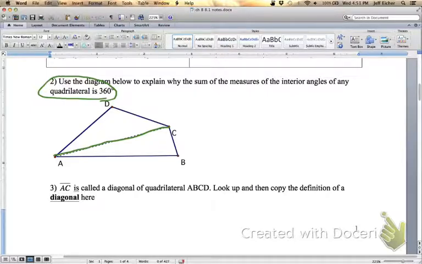But why does it add to 360? Well, if one triangle is 180 and the other triangle is 180, then you know that this whole angle here, this whole angle here, this whole angle here, and this whole angle here, all adds up to 360.